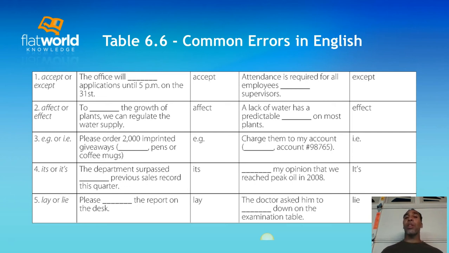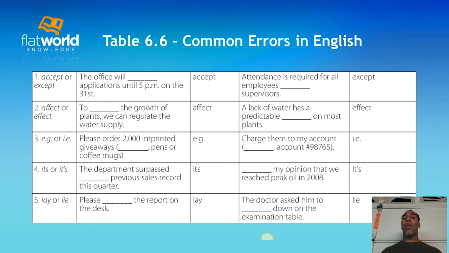However, there are things that we all need to go back over. So I want you to do 1 through 5 on this page. Accept or except. It shows that people make a mistake on accept. The office will accept applications until 5 p.m. on the 31st. Not except with the E, but accept with the A.